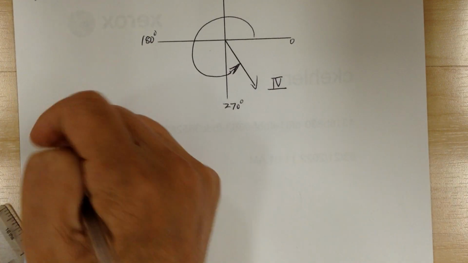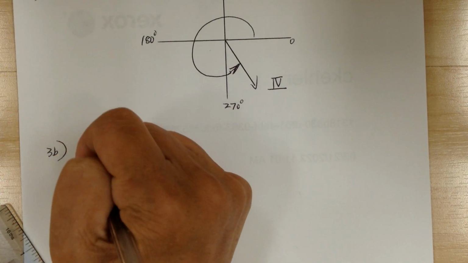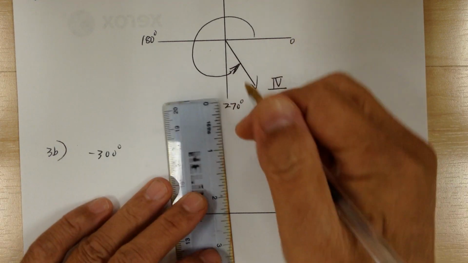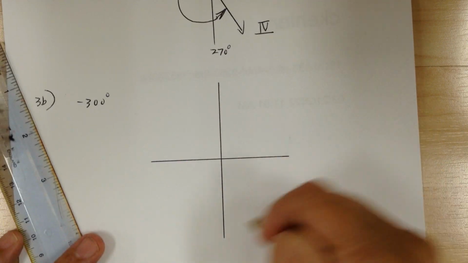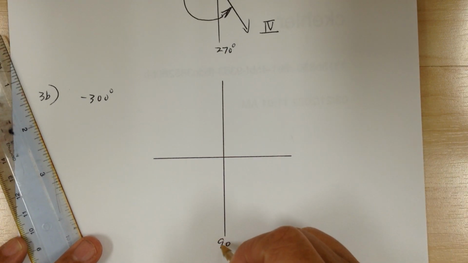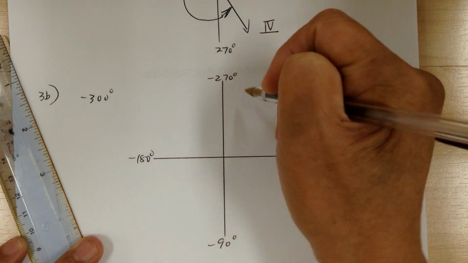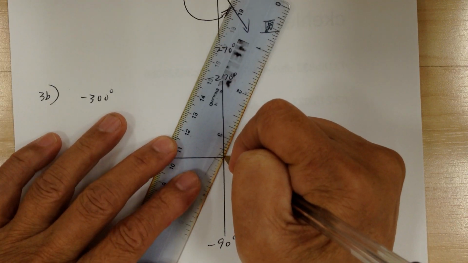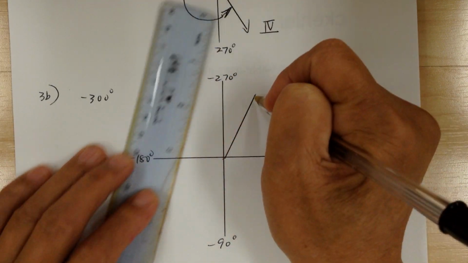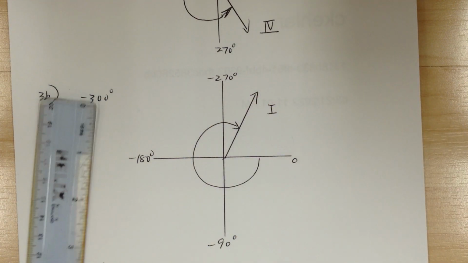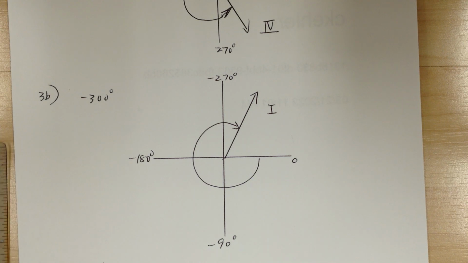Here 3B is negative 300 degrees. Here, you have to go the opposite direction. So this is negative 90 degrees, negative 180, negative 270, and you need to get 30 more. Again, one number on the clock is 30 degrees. So it's going this way. So this is quadrant 1. Let's go to the next one, number 5.